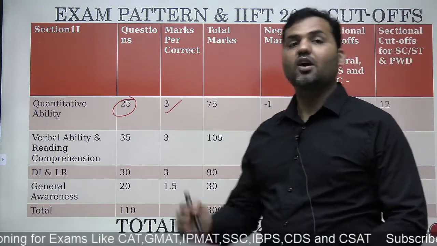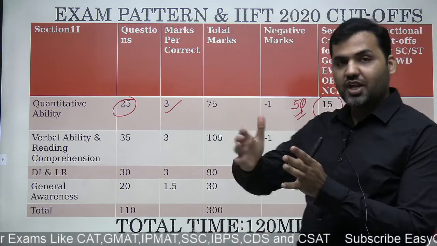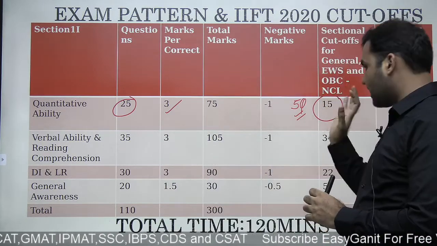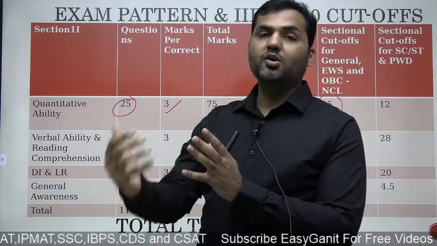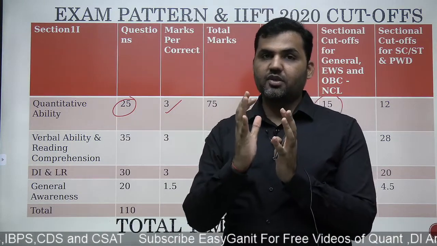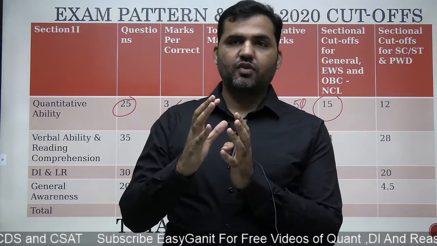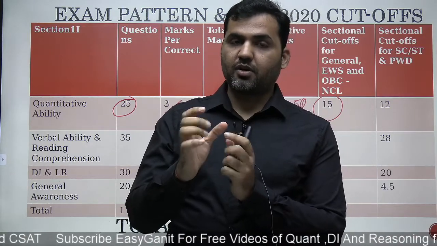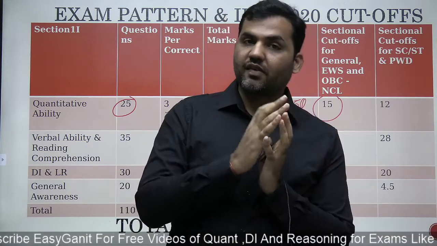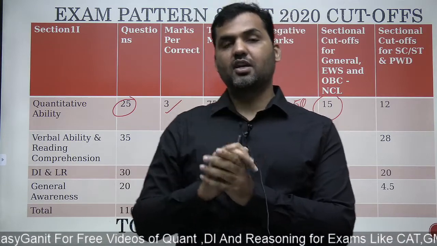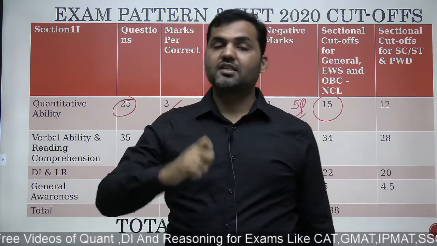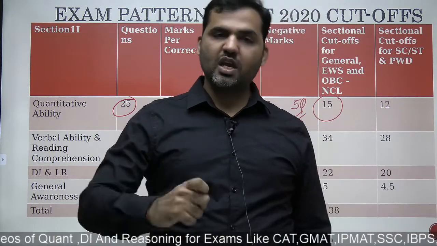You'll also have to clear the overall cutoff. And there's a huge gap between the all section cutoff and the overall cutoff. If I add my section cutoff, I'm not even reaching close to my overall cutoff, right? So you have to have some strength areas in IIFT where you can spend most of the time of your paper, because in IIFT section-wise time is not defined, it's not fixed. You can choose any section that you want to choose, as per your strength and weakness, and that is something that makes IIFT paper very, very difficult.